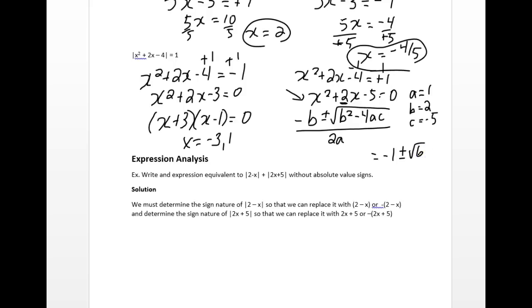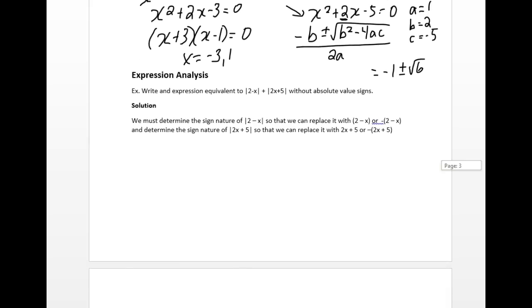So our answers for this one are minus 3, 1, negative 1 plus root 6, and negative 1 minus root 6. So you have 4 answers. And our last example is expression analysis.